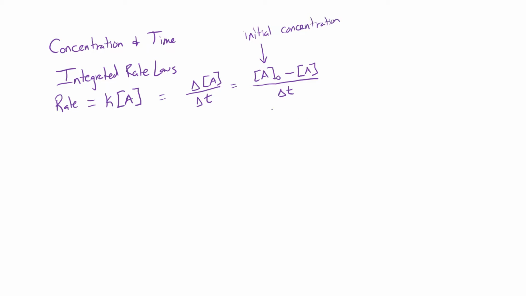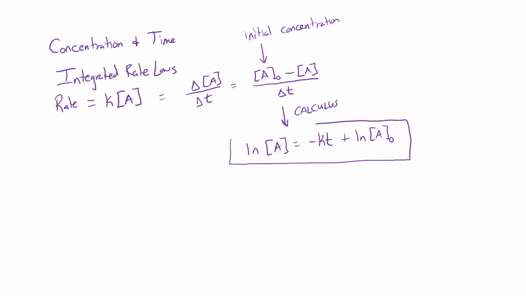And what we can do with this, whenever we have a delta t in there, we can use calculus. If we know that this changes over time, we can use calculus to give us a formula that, if we plug in t, will tell us what all these values are. And so we're not going to do the calculus, but if you integrate this formula, the initial concentration of A minus the current concentration of A all over delta t, what you get is that the natural log of the concentration of A equals negative kt plus the natural log of the initial concentration of A. This formula is really useful, right? So this is the integrated first order rate law.